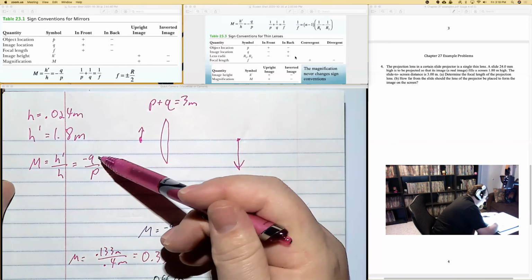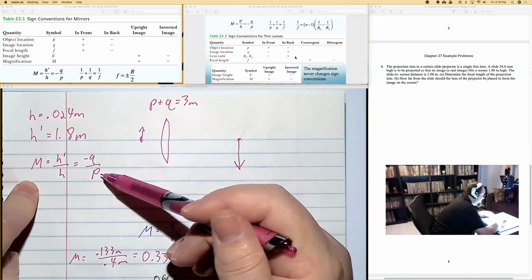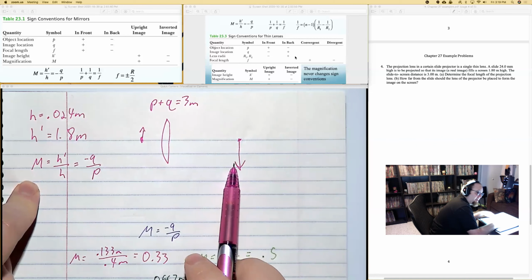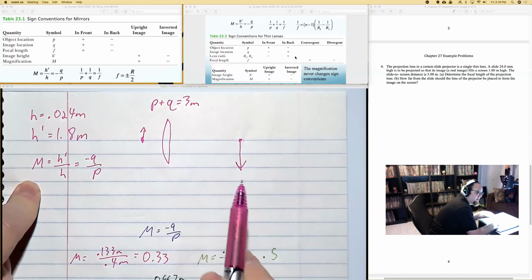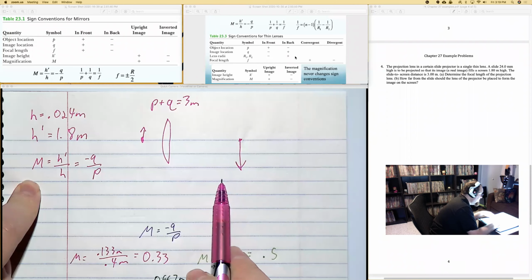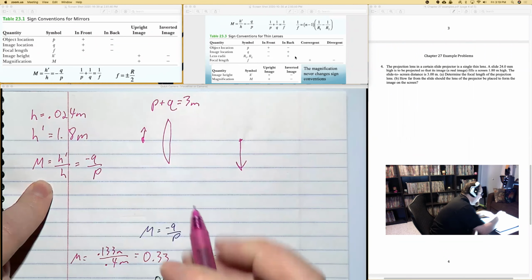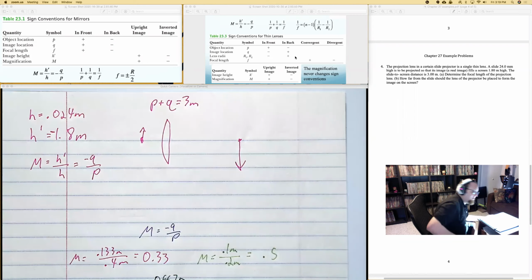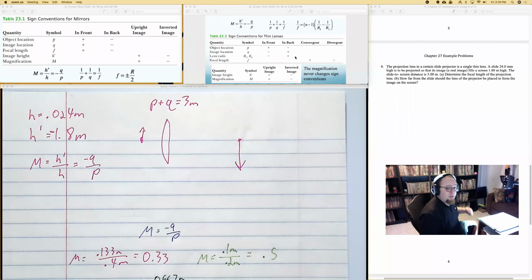If Q is positive and P is positive, M must be negative. So that's why I know this has to be inverted. It has to be inverted because it's a real image, and therefore P is positive and Q is positive. So this height H prime, it gets inverted, I'm going to say it's upside down. It's upside down because, once again, it's a real image. If I said it was a virtual image, that means Q and P would have the same sign as each other.